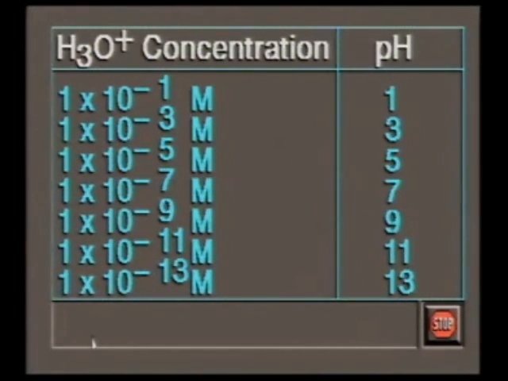Scientists found it cumbersome to express ion concentration using such long numbers, so a shortcut called the pH scale was developed. pH stands for power of hydrogen. When the mantissa of the concentration is 1, pH is equal to the negative of the exponent.